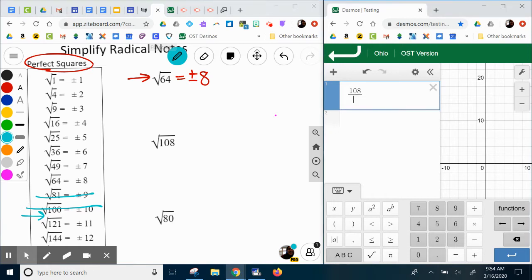Next number I'm going to check is 64. Nope, doesn't go into it evenly. And I've got to do 49. Nope. 36.